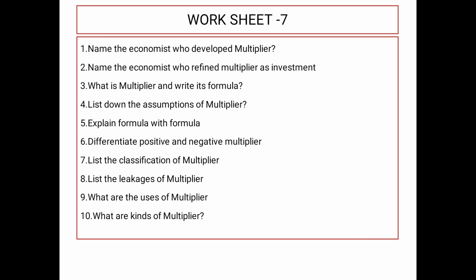So you have a worksheet. Name the economist who developed the multiplier. It was propounded by one person, then supported by another economist. I hope you remember. Name the economist who refined the multiplier as investment. Then, what is the multiplier, and write the formula for it. List down the assumptions of the multiplier. Explain the formula of the multiplier. Then the difference between positive and negative multiplier. List the classifications of the multiplier.